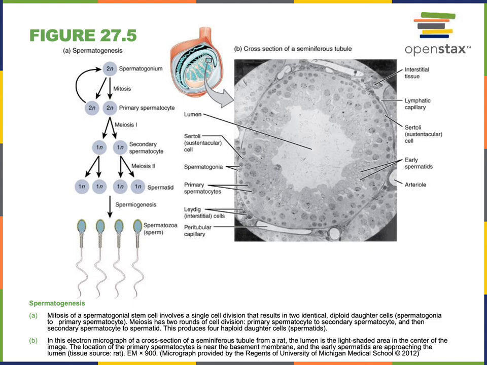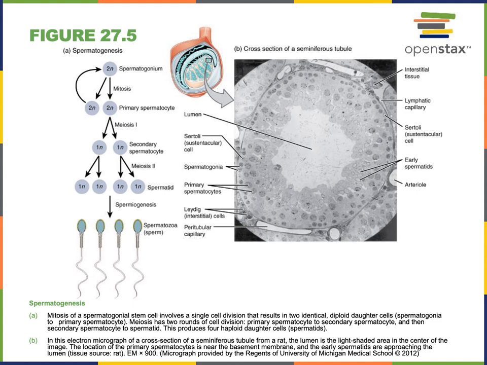The cells that form the seminiferous tubule include the spermatogonia and spermatocytes that are involved in spermatogenesis. The spermatogonia are found in the most superficial layer of each seminiferous tubule, and as they divide, producing primary spermatocytes, the primary spermatocytes are pushed deeper towards the lumen and enter into meiosis.